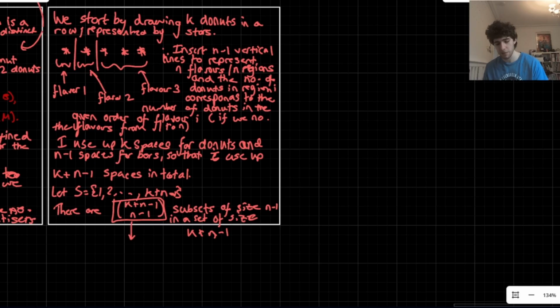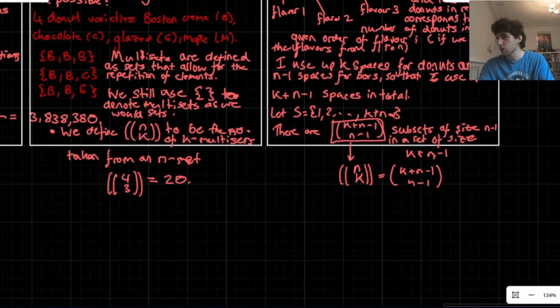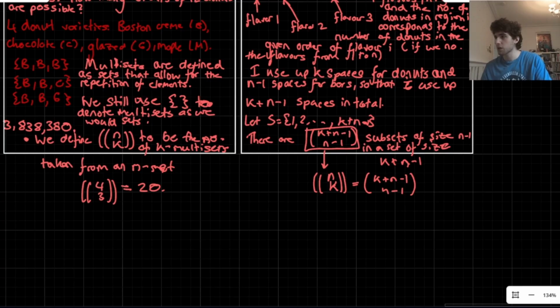Which effectively is exactly the same as n double choose k. So we've now proven that this is equal to k plus n minus 1 choose n minus 1. To check this, we can go back. You were saying that 4 double choose 3 is 20. So 4 double choose 3 would be 4 plus 3 minus 1, so that's 6, choose n minus 1, so 3.